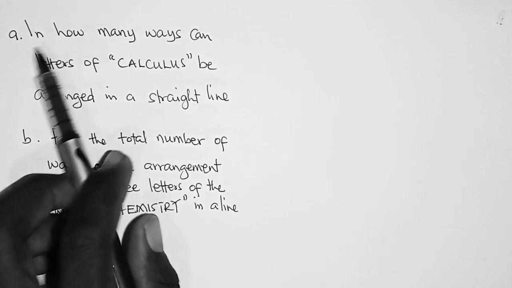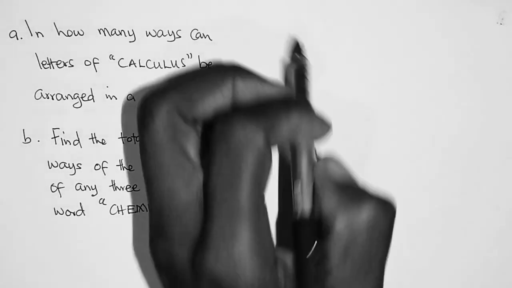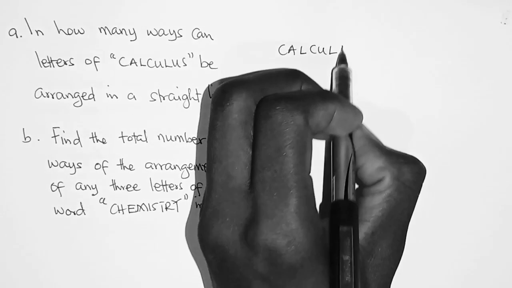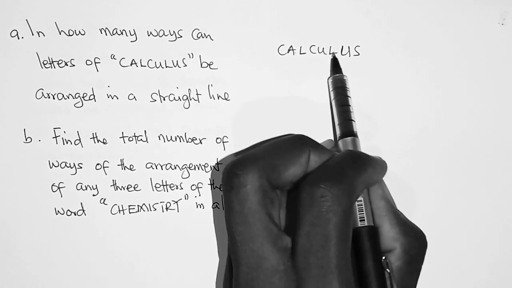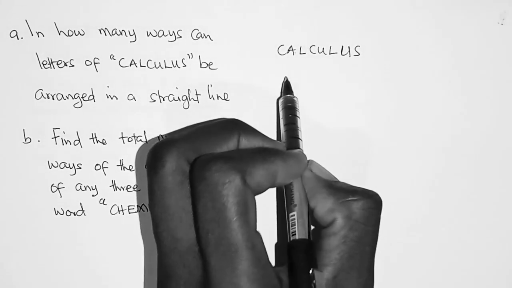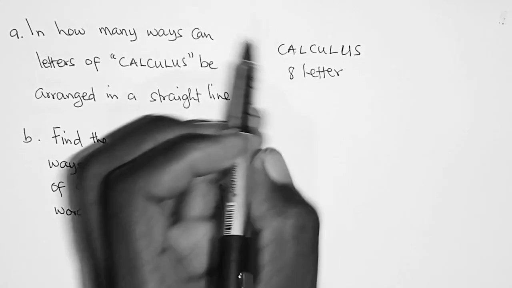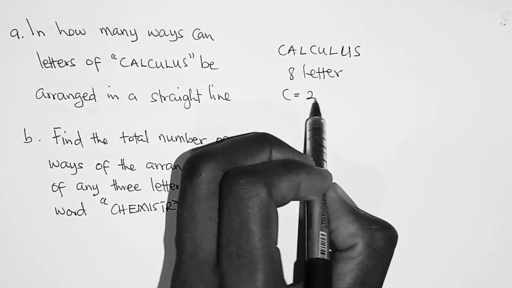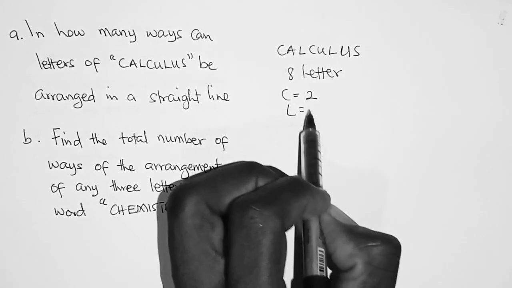So A, in how many ways can the letters of calculus be arranged in a straight line? So we have the word calculus. How many letters are there? 1, 2, 3, 4, 5, 6, 7, 8. So there are 8 letters in calculus. However, you can see that C is repeated twice. And then L is also repeated twice.